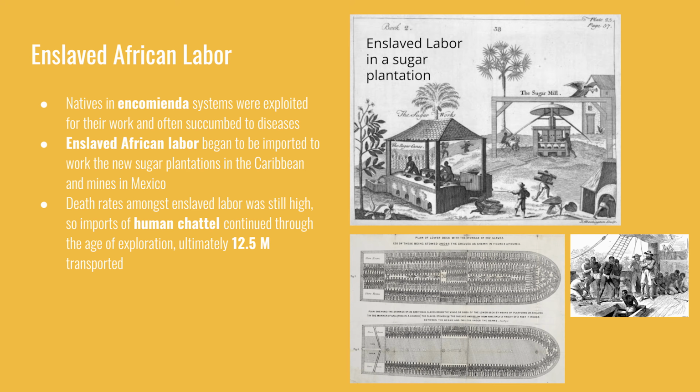They were treated as human chattel. The word chattel means property, and because they continued to die on these plantations under harsh working conditions, the importation of human chattel continued all the way through the 1800s. Ultimately, 12.5 million people were transported in boats, such as this one on the screen, in which people would be packed shoulder to shoulder in various levels to try and get as many people to the New World as possible.